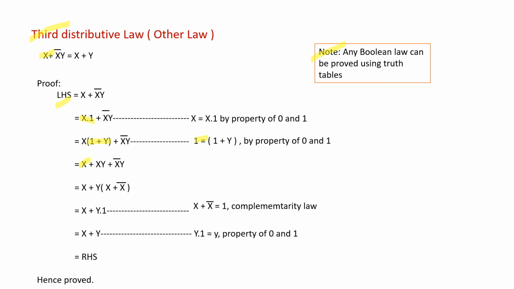In the next step, we take the Boolean variable y as common, and within the bracket we get x or x complement. According to the complementarity law, x or x complement is equal to 1, and we put that in the expression and end up with the result x or y, which is nothing but the RHS, and hence this law is also proved.